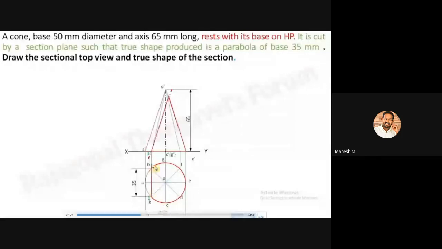You can project all our cutting points. So how many cutting points are there at this place?